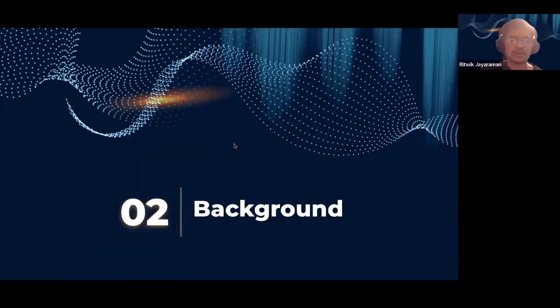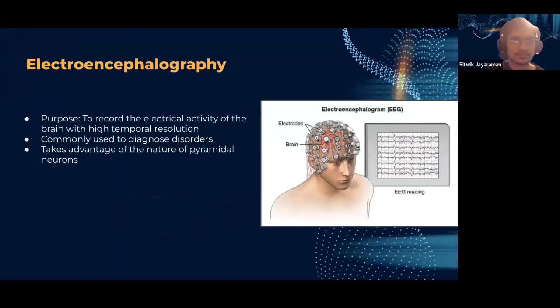Now, I will be going over background information. This will help you understand material that will be covered in their sections. So first, what is electroencephalography?